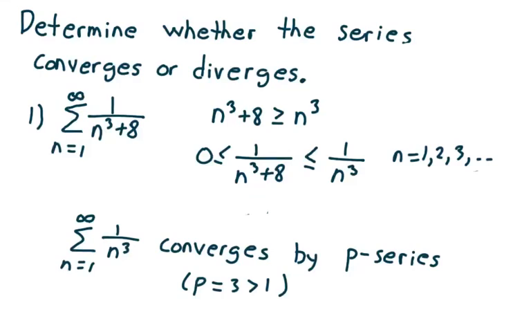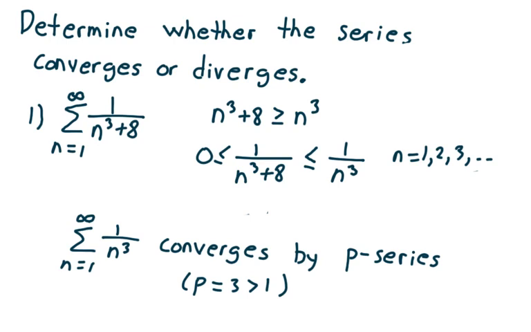Determine whether the given series converges or diverges. Let's take a look at example 1. Suppose we have the summation from n equal 1 to infinity of 1 over n cubed plus 8. We know that n cubed plus 8 is greater than or equal to n cubed. So 1 over n cubed plus 8 is less than or equal to 1 over n cubed. And this is for n equal to 1, 2, 3, etc.